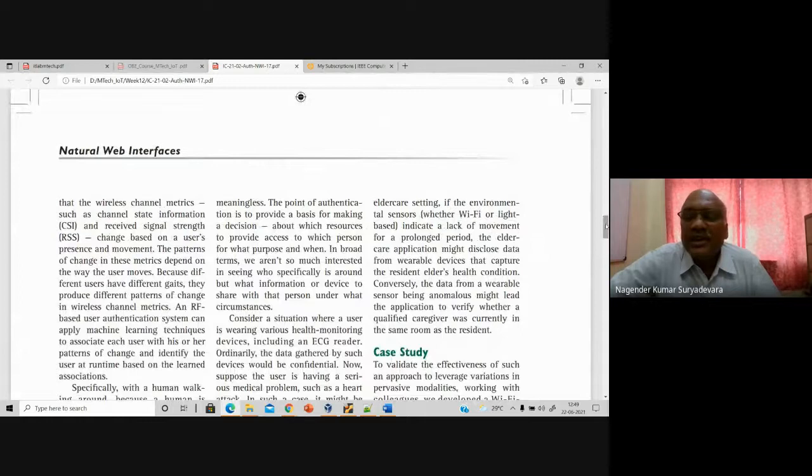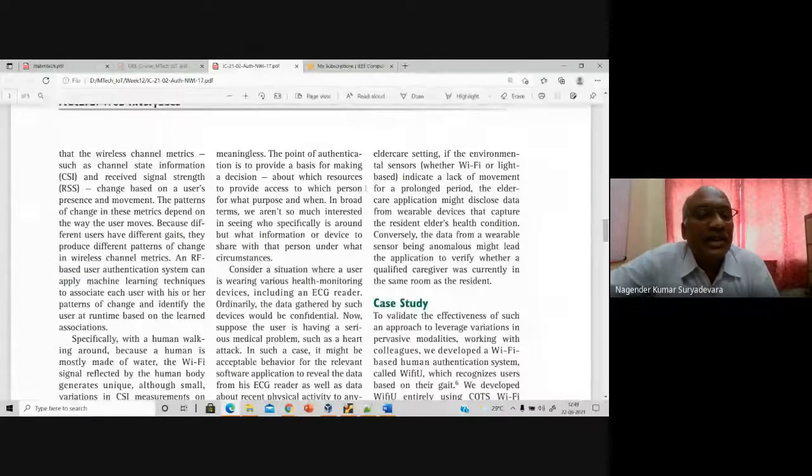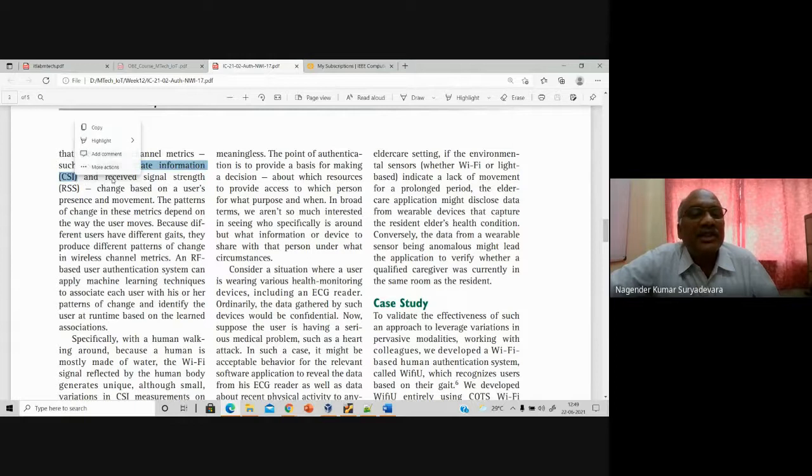So for any RF signal, please remember, radio frequency. Even your Wi-Fi signal gives you the channel state information. Two things are needed for your Wi-Fi signals, for your RF signals. One is your channel state information (CSI), and the other is your received signal strength.